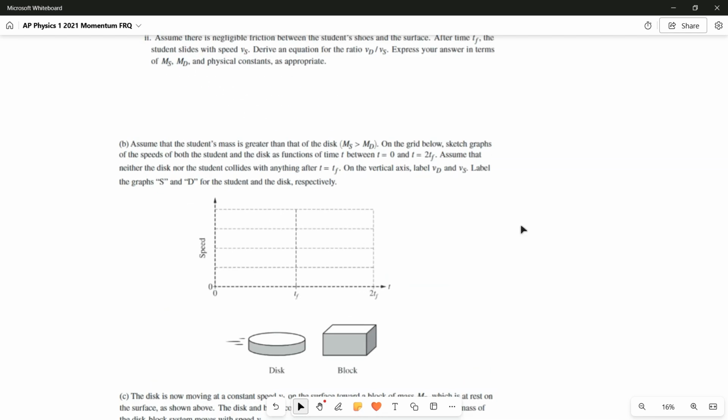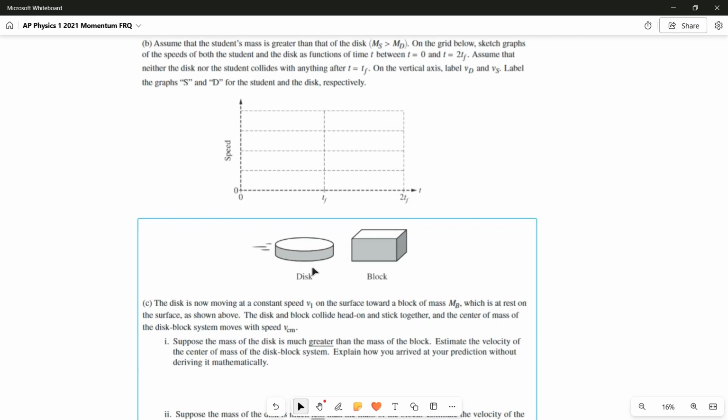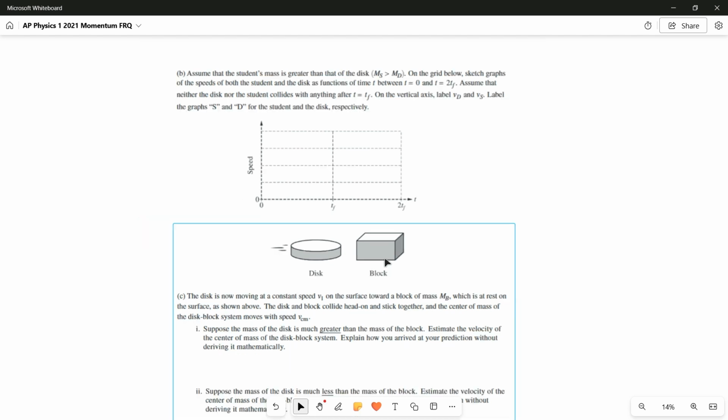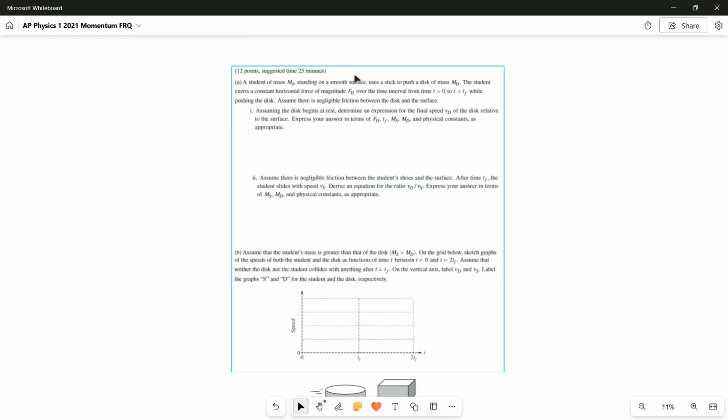And my suspicions are confirmed when I look at part C, when I see a disk literally flying towards a block. This is a collision problem. This will probably be a momentum problem. Okay, so now I have to decide what I want to do with this problem. And what I mean by that is which part I want to start with. Should I start with part A or part B or part C?